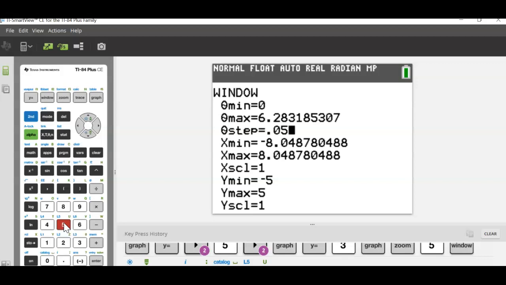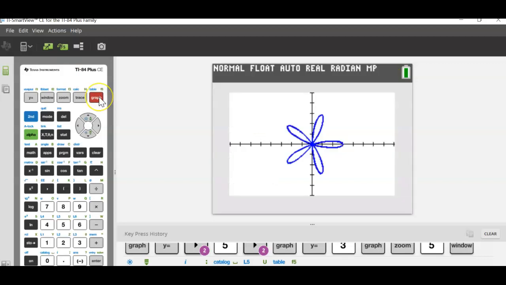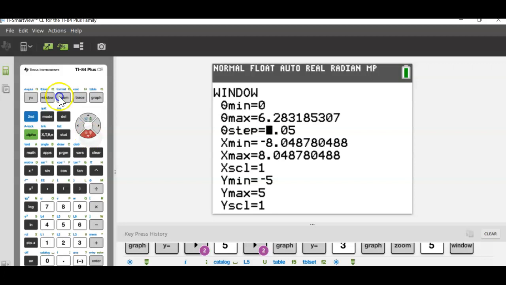But if you change this theta step, the smaller it is, the more points it's going to graph, the longer it's going to take, the slower it is. The bigger that is, the fewer points. Here we go. Oh, that was too fast. Okay, let's go change the window. Let's go change that theta step.